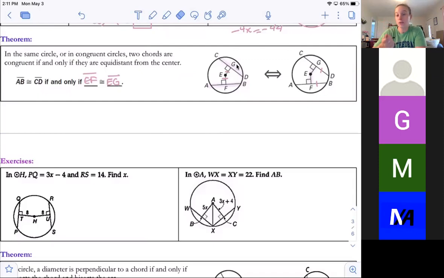Friday? The last time we were in class together, we learned this theorem at the very end, but I wanted to save the exercises to give us a jumping start point for today's lesson. This theorem, we talked about already. You already have this filled in. It says in the same circle or in congruent circles, two chords are congruent if and only if they are equidistant from the center. So that's saying if segment AB is congruent to CD, then segment EF is congruent to EG and vice versa. This whole worksheet has been conditional, converse, just switching back and forth.